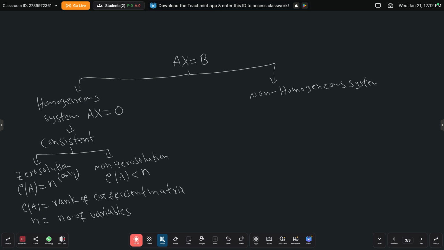Now coming to the non-homogeneous system. That means it is in the form AX equals B, where B should not be equal to 0. If B is 0, it comes under homogeneous. So in a non-homogeneous system, B should not be equal to 0. Now coming to the non-homogeneous system of equations, again it is of two types. The non-homogeneous system may have a solution or may not have a solution. It may be consistent or it may not be consistent.